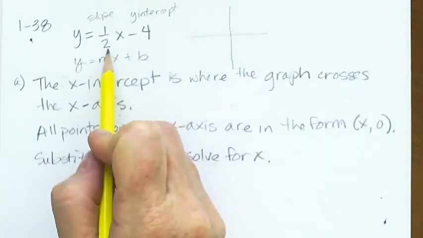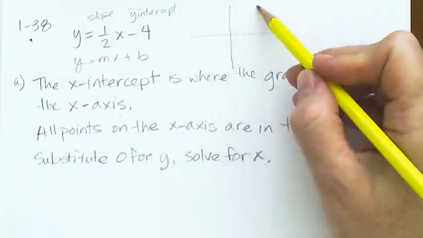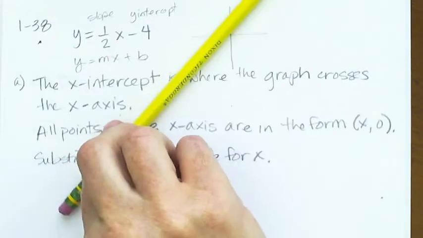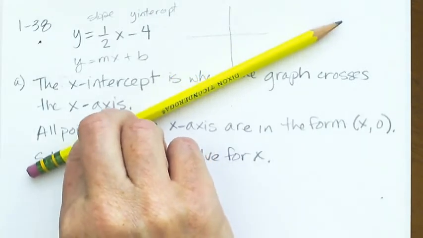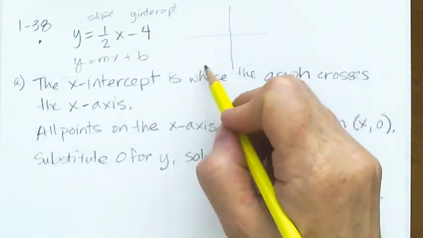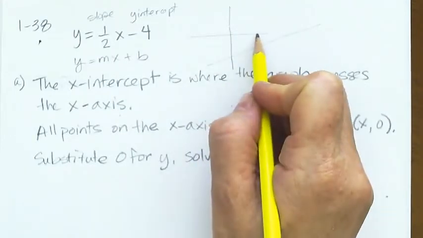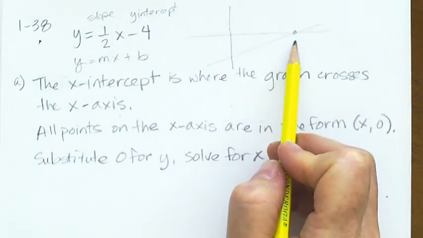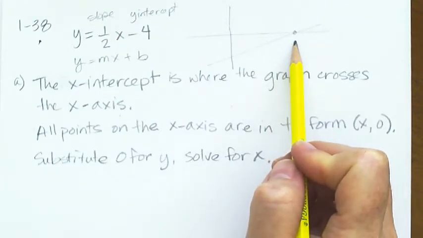The slope is 1/2. 1 is a perfect 45-degree angle. 1/2 means it's not quite as steep as that. It's going to be a little less steep. So if I'm thinking about this, I know that that x-intercept is going to be over here on the positive side of the x-axis.